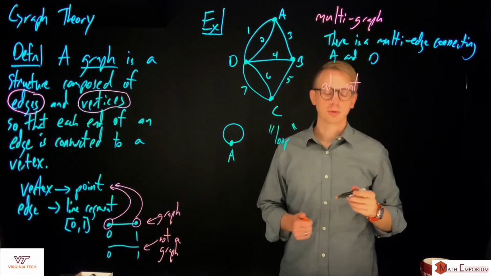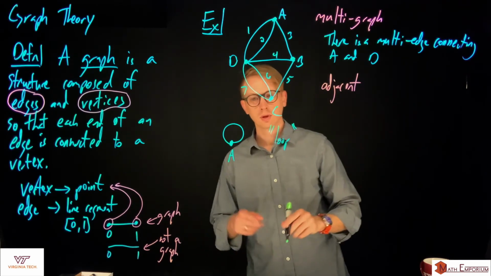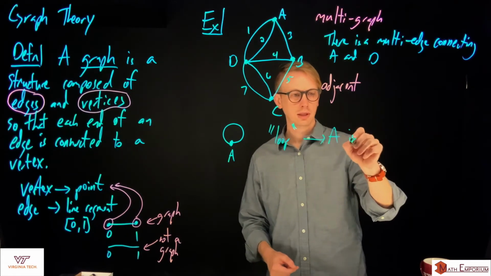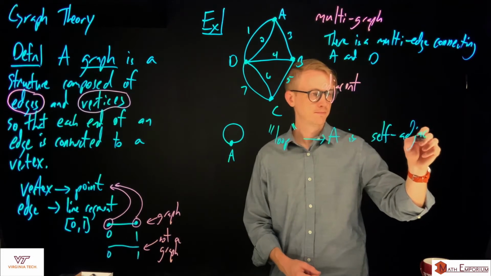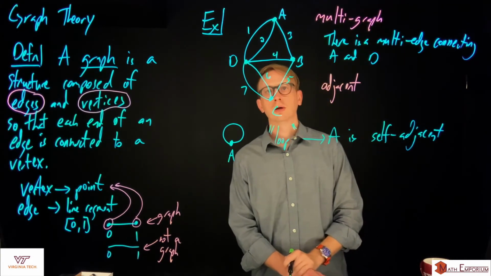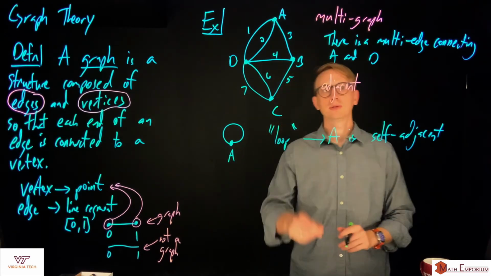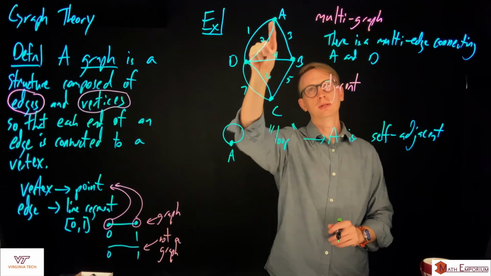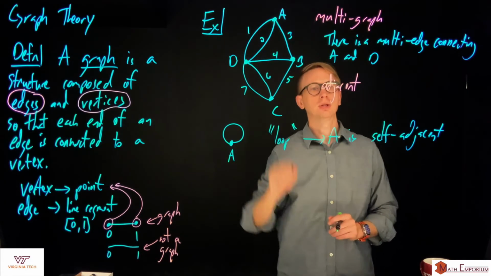Okay, so pulling from both of these. In the second example, A is what you call self-adjacent. All right, there are no self-adjacencies in the top example, but you could say A and D are adjacent to one another doubly. They're doubly adjacent to one another. Okay. A and B are adjacent.